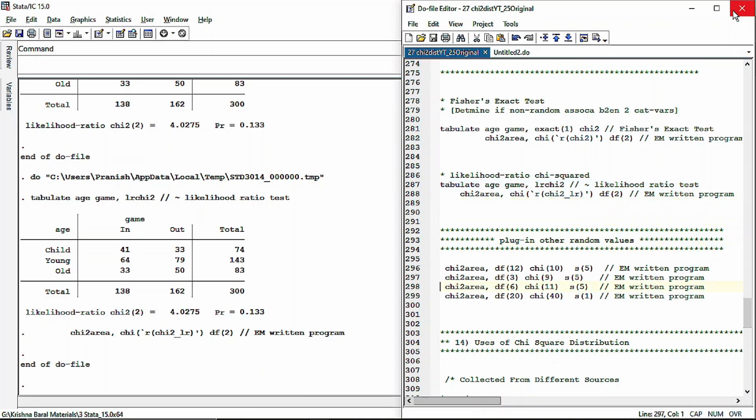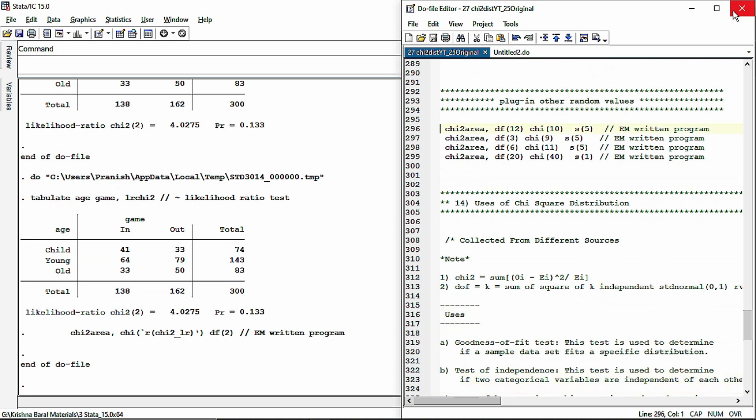Now let us see 4 more examples of hypothesis testing in chi-square. So the chi-square area is a user-written program, and we can provide the value for degrees of freedom and the chi-score as well as the significance level.